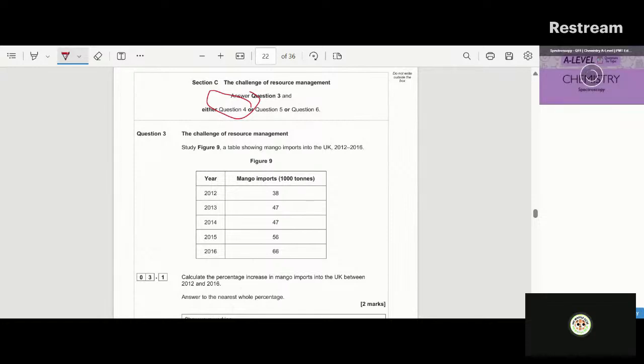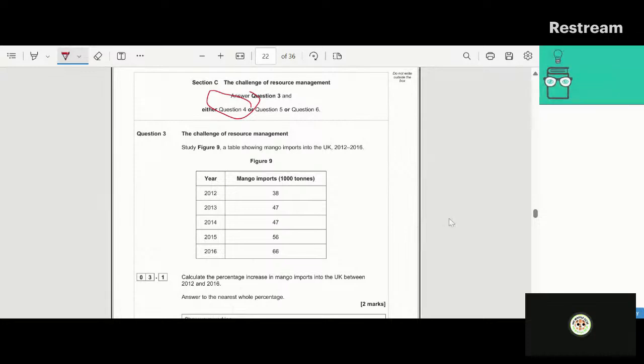So yeah, remember you only have to do 1 of the questions from section C. Do not do a me and do more than 1. Don't waste your time.